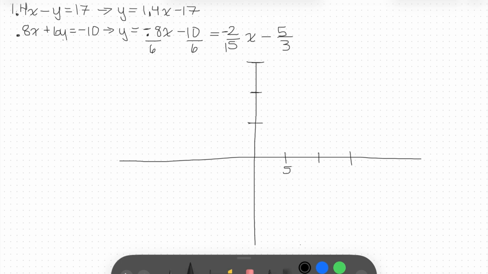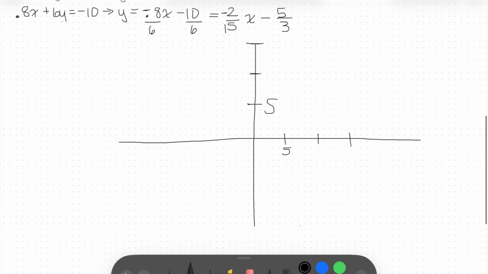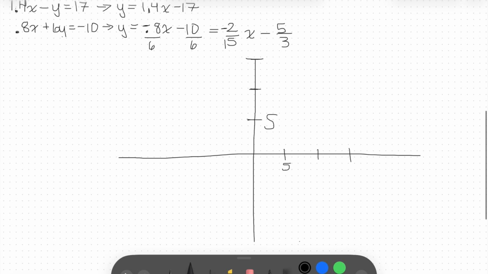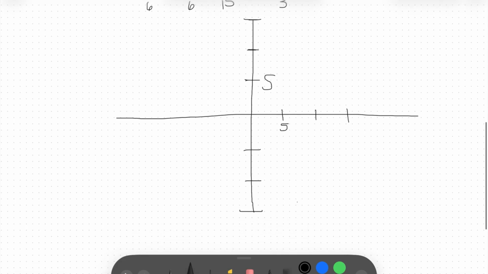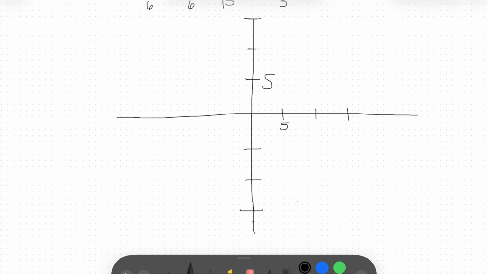All right, well, let's see if I can graph these with this scale here. So the first one is negative 17. So I already don't like that, because that's going to be down off of my screen. 1, 2, 3, 4, 5. There. Okay. So it's going to be down off the screen here. Right there. That's where negative 17 is, all the way down there.